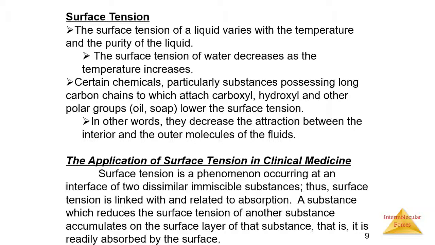If you think about the application of surface tension in clinical medicine, surface tension is a phenomenon that occurs at an interface of two dissimilar immiscible substances, so surface tension is linked with and related to absorption. A substance which reduces the surface tension of another substance accumulates on the surface layer of that substance and is then readily absorbed. For us, the best example is probably the surfactant that we give the neonates so that they can breathe better.